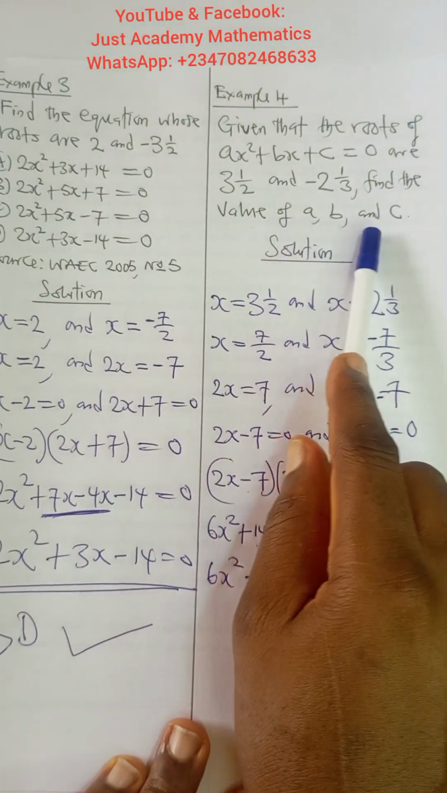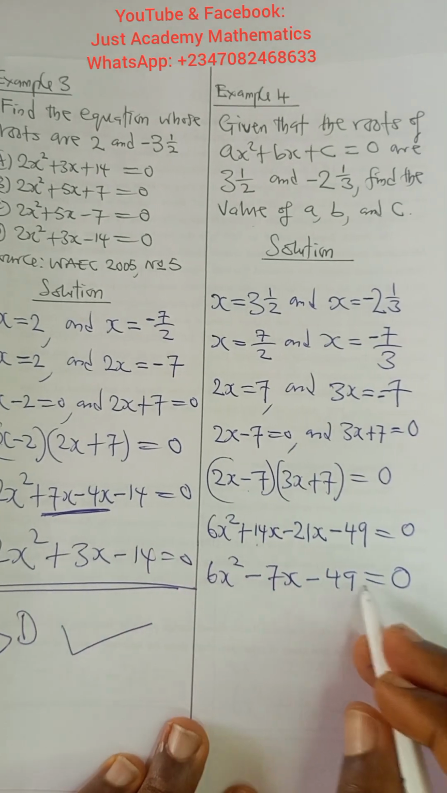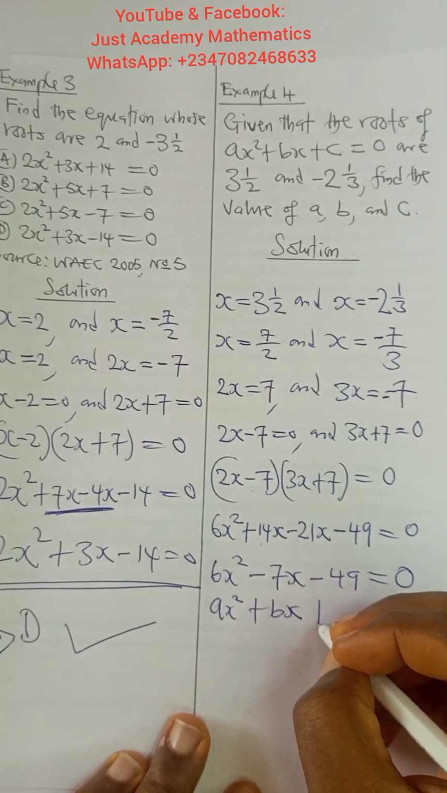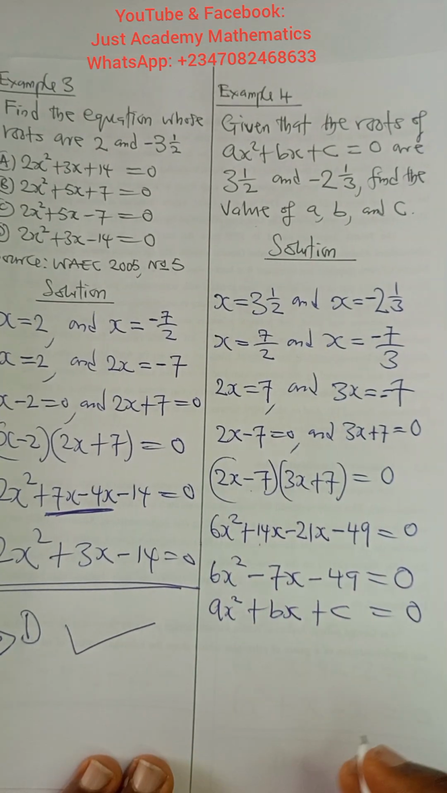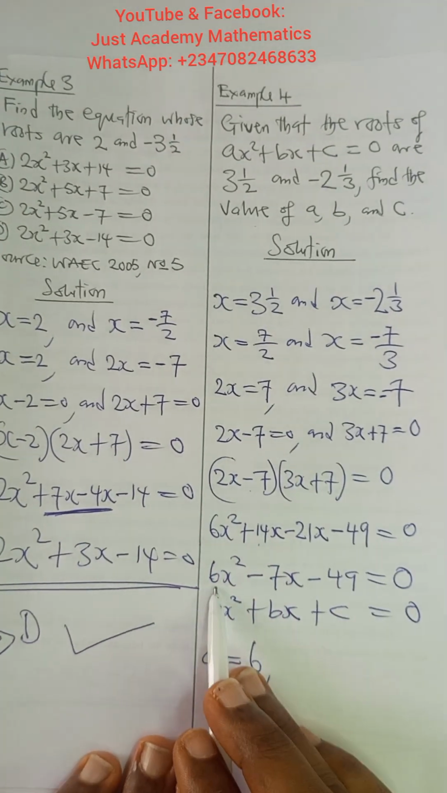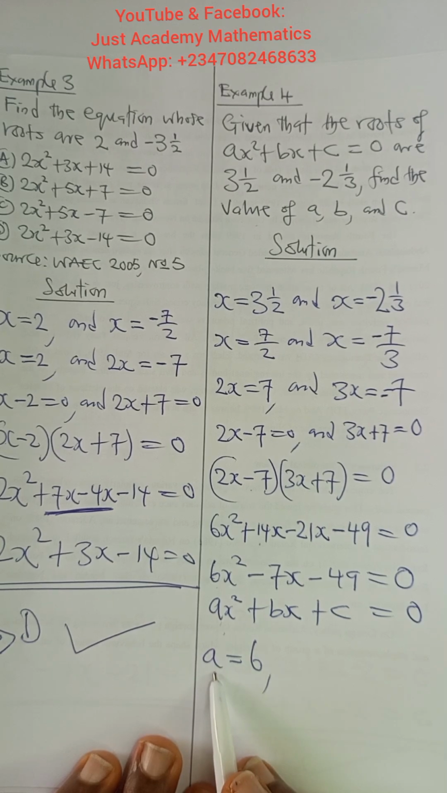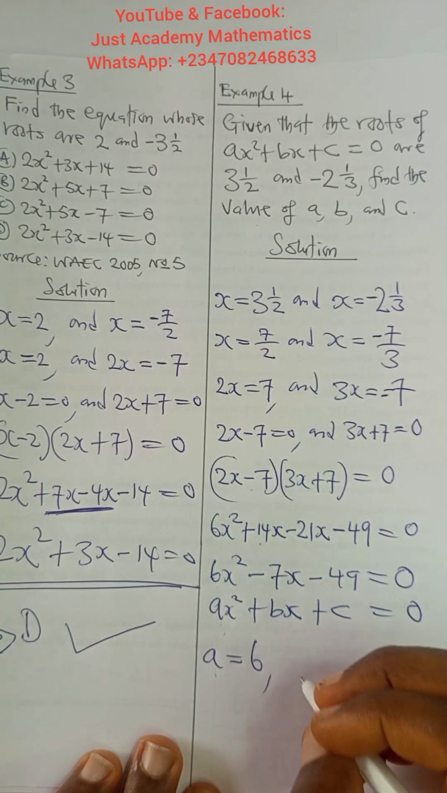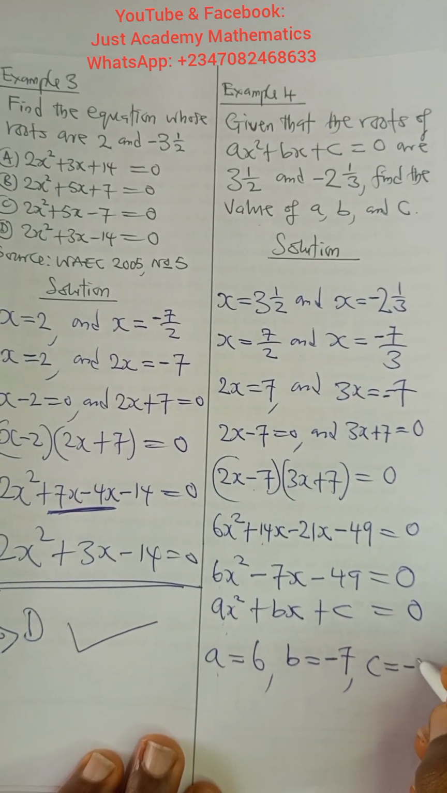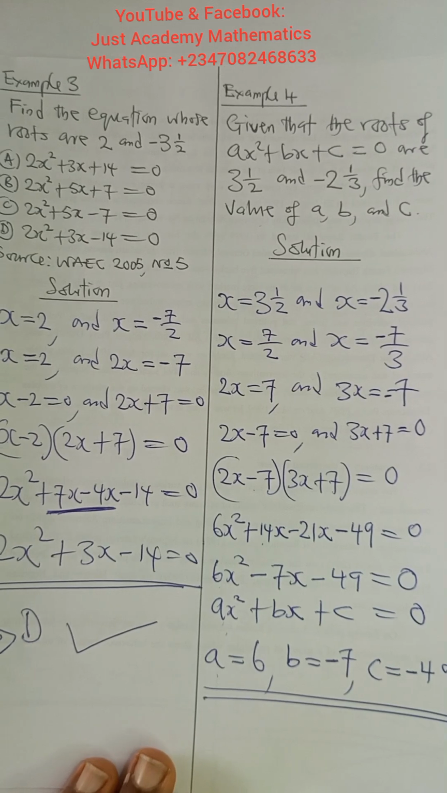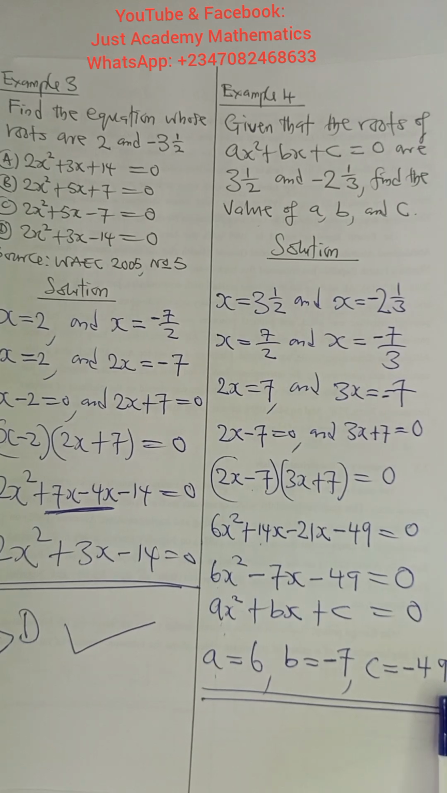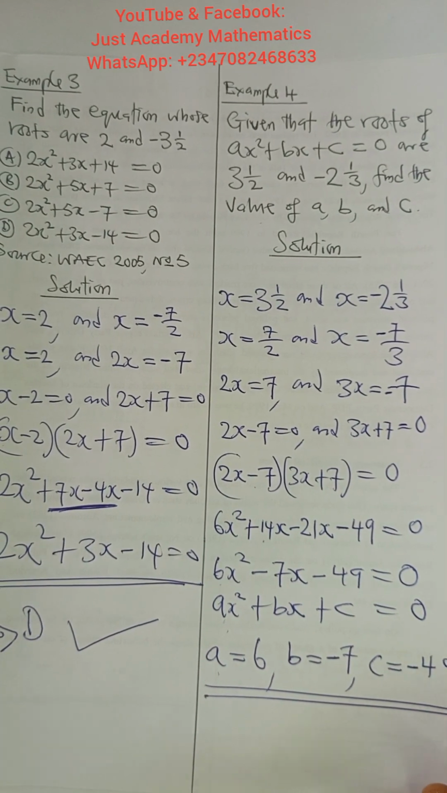Now, how do you find the value of abc? Simple. When you compare this equation to ax squared plus bx plus c equals 0, you will notice that a is equal to 6. The coefficient of x squared here is 6, and the coefficient of x squared here is a. The coefficient of x here is b, which is minus 7, while c is equal to minus 49. So that is what to do in this case. So a is 6, b is minus 7, and c is minus 49. Are you following? Okay.